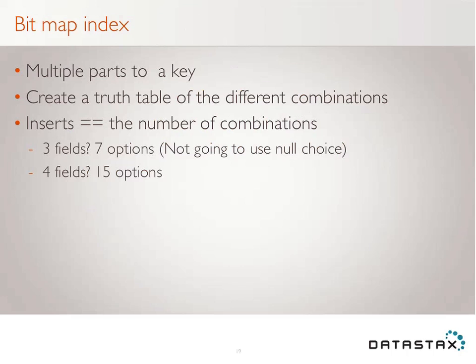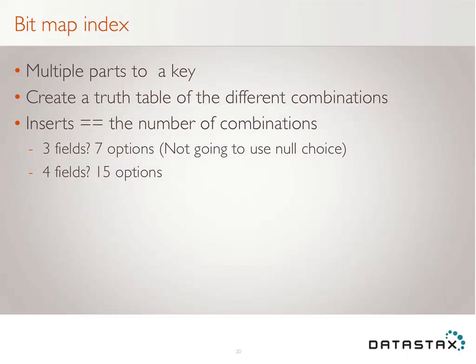Okay, so my final index here, which is a little more complicated, but hopefully gets your juices flowing on your next model, is a bitmap index. And it's a bitmap type index, I should be very careful. So how does this work? This is not built into Cassandra, by the way. I'm building this myself. So a bitmap index, in my definition, is going to have multiple parts to a key, and I need to look it up by any one of those parts. So I'm going to create a truth table of these different combinations. And I have examples. Don't worry, don't freak out.